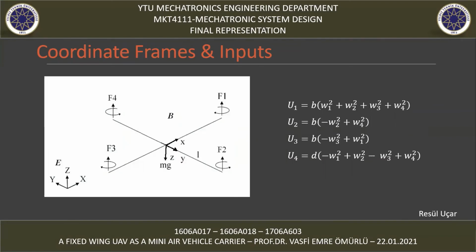Firstly, let's talk about inputs of the quadrotor. Quadrotor is a 6-degree of freedom system which has only 4 inputs from motors to be controlled. The control inputs from U1 to U4 correspond to altitude, roll, pitch and yaw controller input respectively as shown, where omegas are angular speeds, and b and d are the thrust and drag coefficients.